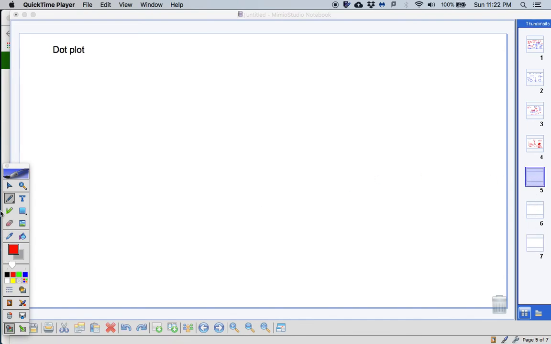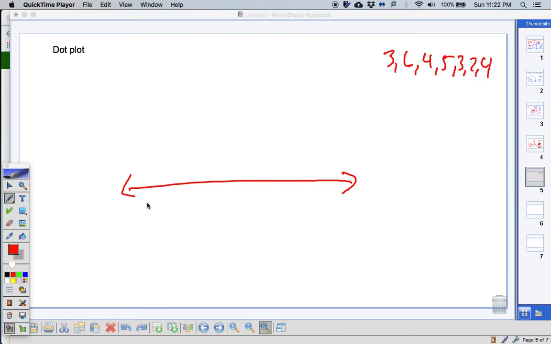is the dot plot. So here's a dot plot. First off, a dot plot needs a number line. So there's a number line. And just like before, I'm going to get our data up here again. So 3, 6, 4, 5, 3, and 2, and 4. You need a number line, and it needs to include the numbers that you have. So you can use any scale you want, but make sure that you can graph these points on the number line. And here's how our dot plot works.